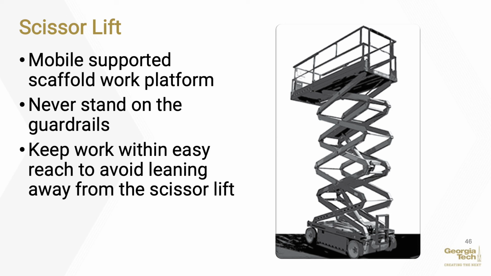Scissor lifts are mobile supported scaffold work platforms used to safely move workers vertically and to different locations in a variety of industries, including construction, retail, entertainment, and manufacturing. Scissor lifts are different from aerial lifts because the lifting mechanism moves the work platform straight up and down using crossed beams functioning in a scissor-like fashion. Only trained workers are allowed to use scissor lifts, and employers must make sure that those workers show that they can use a scissor lift properly.